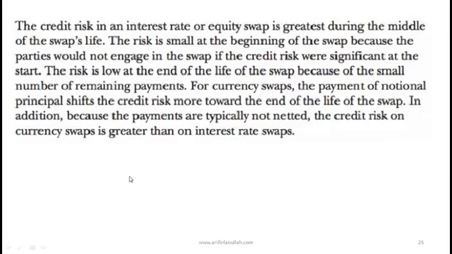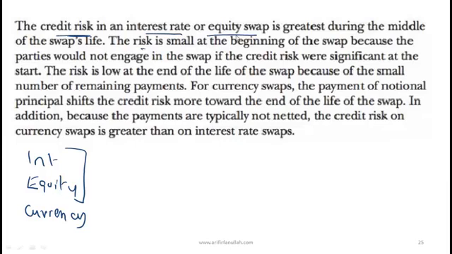What are the three kinds of swaps that we've talked about? We talked about interest rate swaps. We talked about equity swaps. And we talked about currency swaps. And there's a reason why I have written these in this order. Let's first talk about interest rate and equity swaps. The credit risk in an interest rate or equity swap, so these are bundled together, is greatest during the middle of the swap's life. The risk is small at the beginning of the swap because the parties would not engage in the swap if the credit risk was significant at the start.